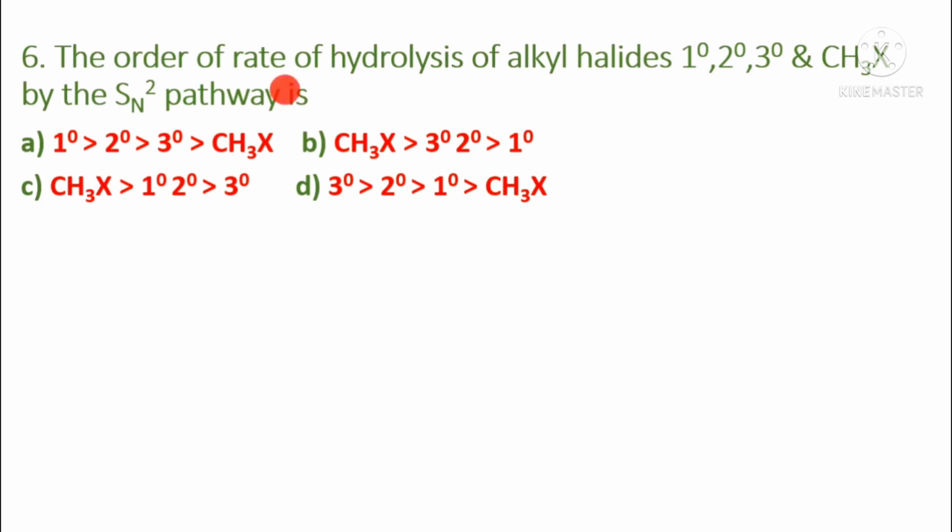See, they are asking you to find out the order of rate of hydrolysis. That is, they are asking you to find out which compound will be undergoing the hydrolysis first by SN2 pathway. Means you are asked to write in descending order. That is, which will be undergoing first and then next.